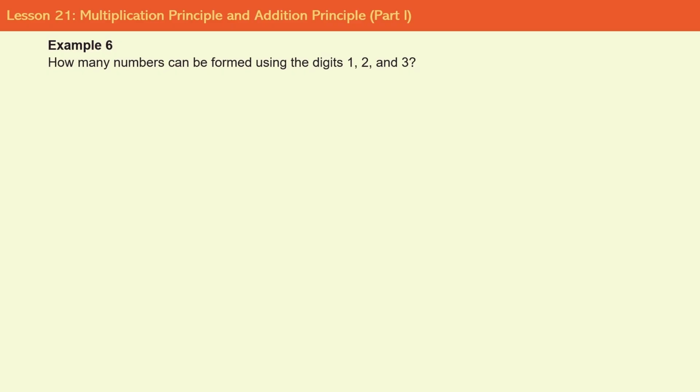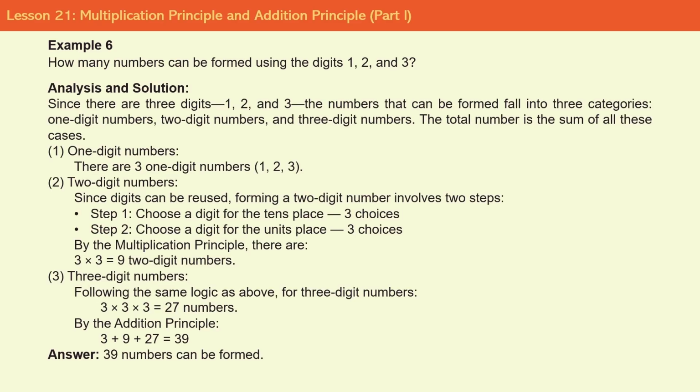Example 6. How many numbers can be formed using the digits 1, 2, and 3? Since there are 3 digits, 1, 2, and 3, the numbers that can be formed fall into 3 categories: 1-digit numbers, 2-digit numbers, and 3-digit numbers. The total number is the sum of all these cases. There are 3 1-digit numbers, they are 1, 2, 3.